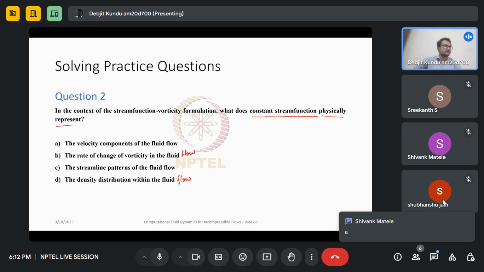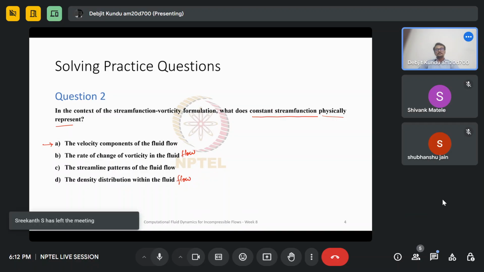Okay, we have one response in favor of option A, the velocity components of the fluid flow. The question is that in the context of stream function vorticity formulation, what does constant stream function physically represent? Is it the velocity components of the fluid flow? Is it the rate of change of vorticity in the fluid flow? Is it option C, the streamline patterns of the fluid flow? Or is it option D, the density distribution within the fluid flow? Or flow field, rather, whatever you call it.